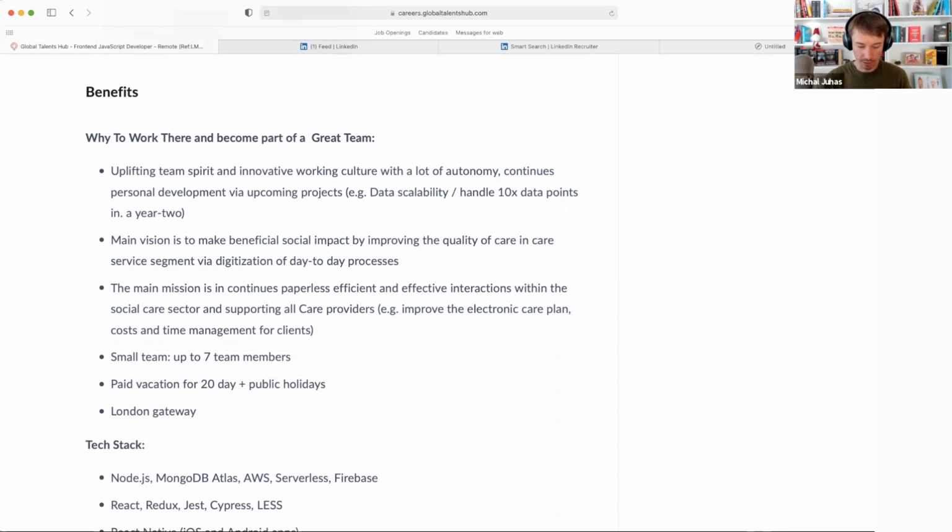So I'll just type it here, some selling points. The first one would be health tech. The second would be UK-based startup. And the third would be the data, big data going forward.